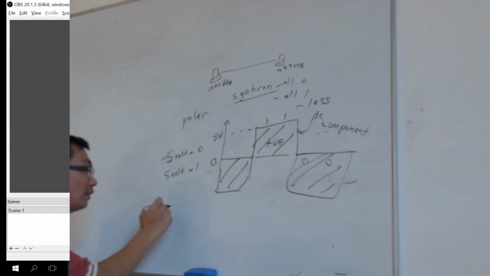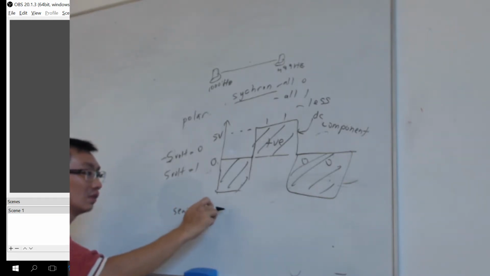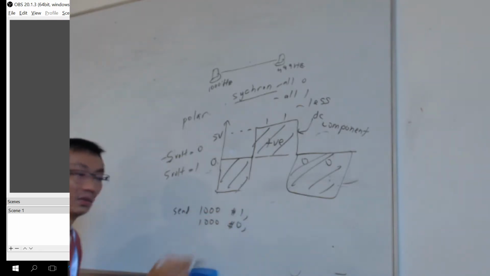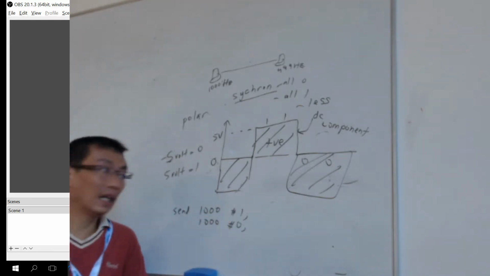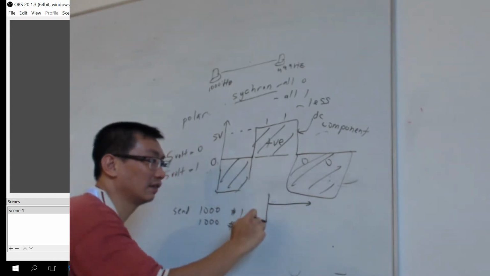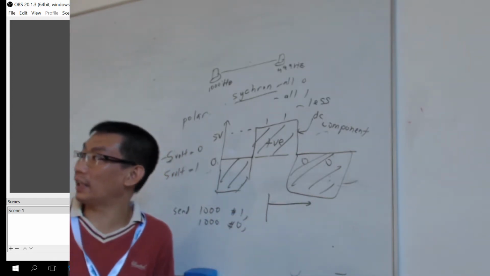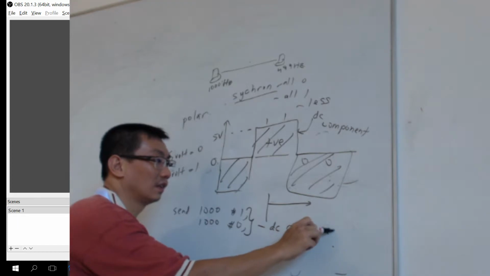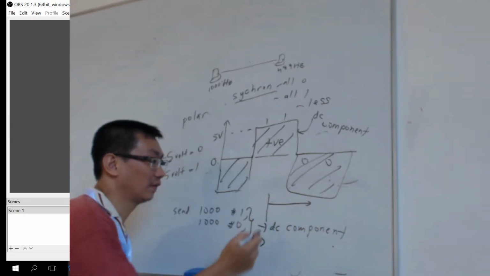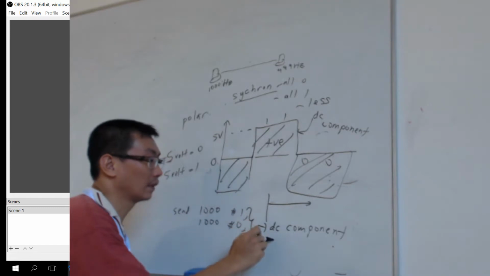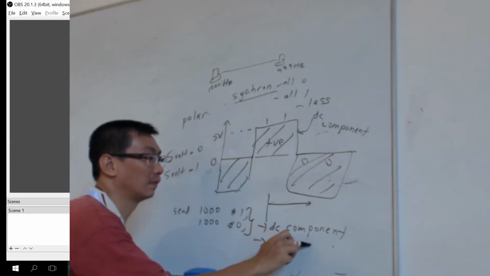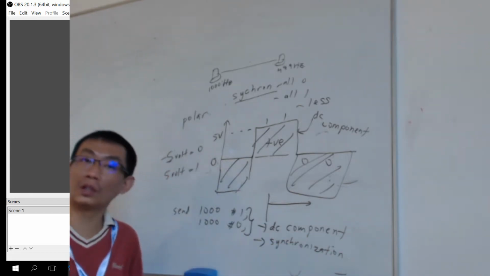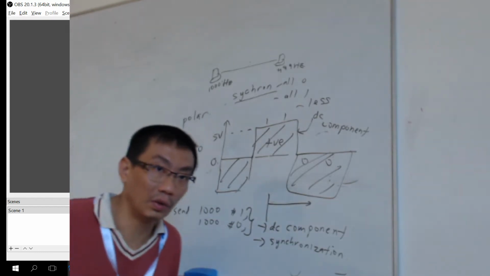But what happens if you send 1001 or 1000? What will happen? Then the line will be straight only, isn't it? Correct? You have a straight line only. So you still have a DC component. You still have a synchronization problem. Okay, so later on, as the slide progresses, we will talk more about it.